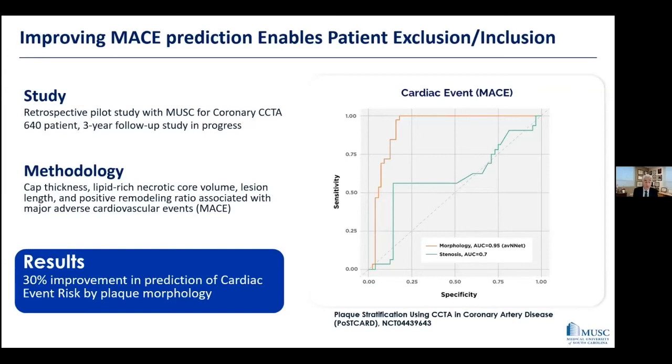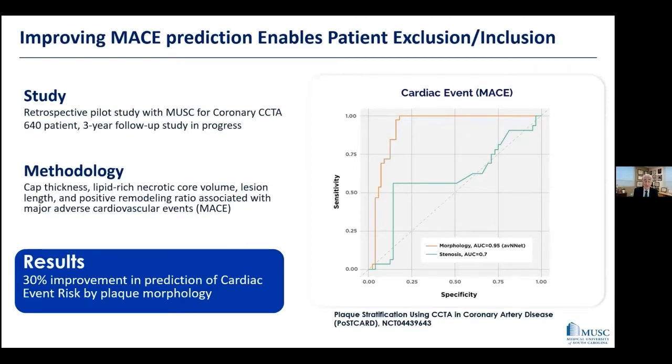This is one study that looks at MACE, major adverse cardiovascular events. This was called the Postcard study, looking at plaque stratification using CTA and coronary artery disease. It was a retrospective pilot study for the Medical University of South Carolina for coronary CTA. They enrolled 640 patients, a 3-year follow-up study, which is still ongoing.